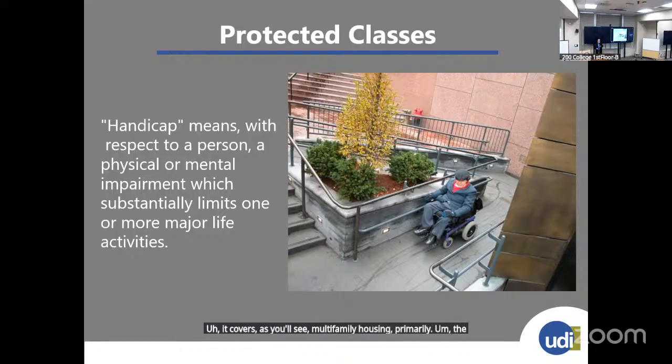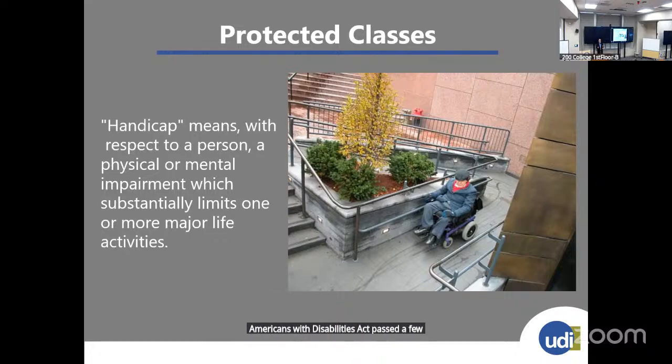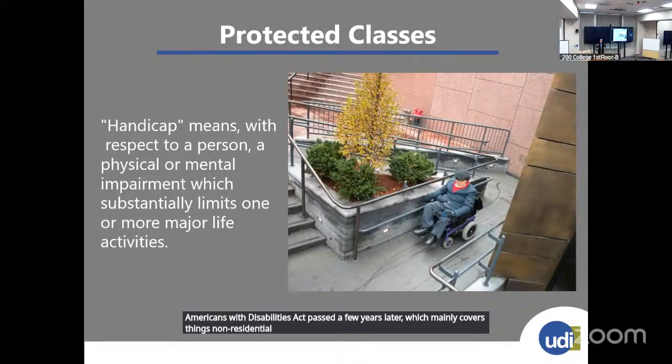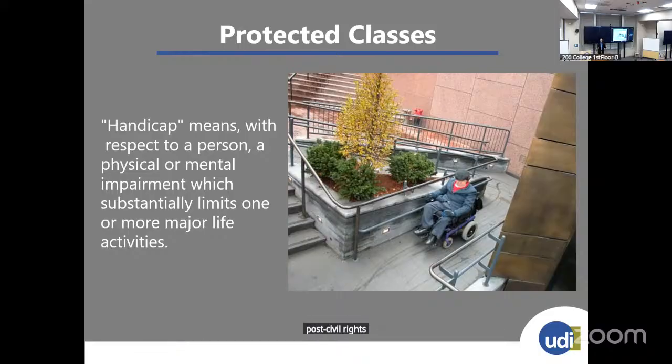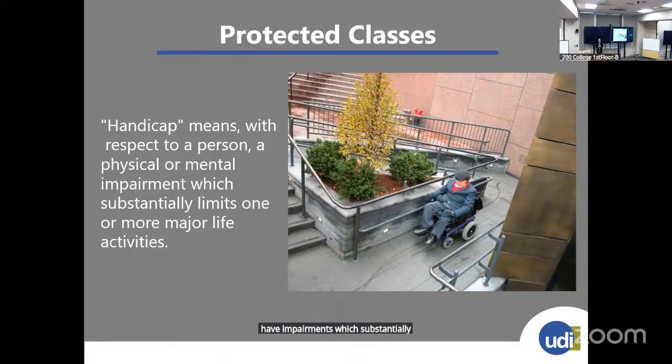The other companion to this, as people probably already know, is the Americans with Disabilities Act, passed a few years later, which mainly covers non-residential things, strictly speaking. Between those two federal acts, both civil rights laws, most of the built environment is covered with a few notable exceptions. And they're designed to enhance the lives of protected classes of people with disabilities, who, as it's defined, have impairments which substantially limit one or more major life activities.